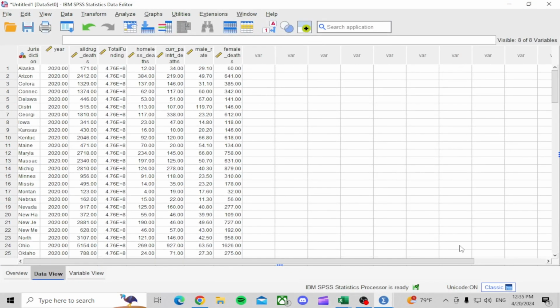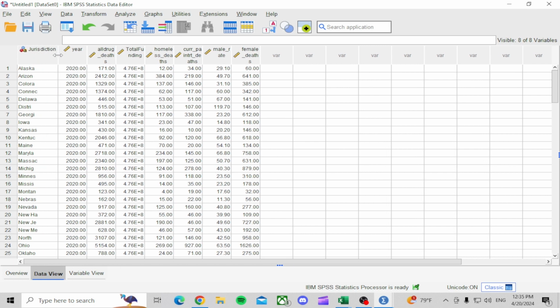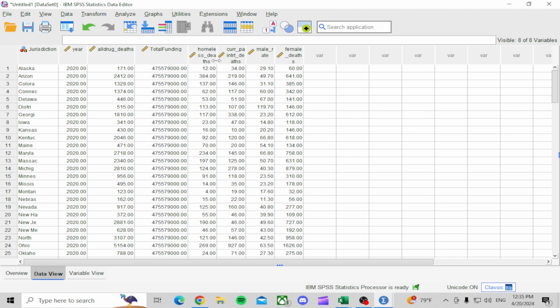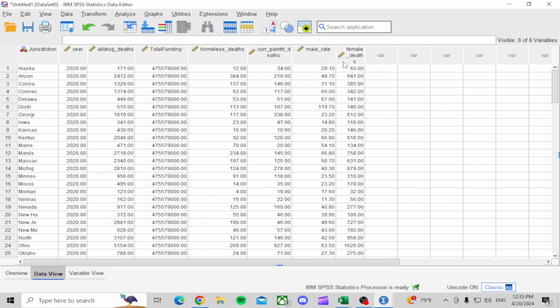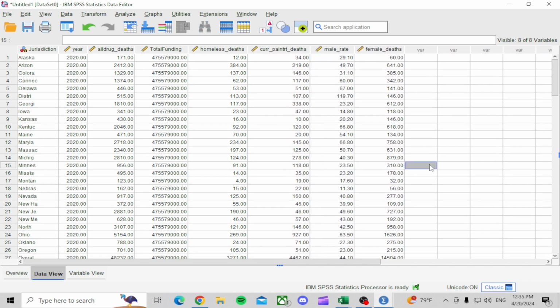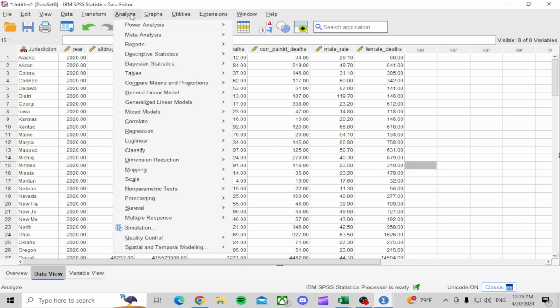We can maximize this now so we can see. We have all of our stuff: total funding, male deaths, female deaths, if they're on painkillers, all that good stuff. It's already numerical. It's all numerical data that we're going to want to analyze.